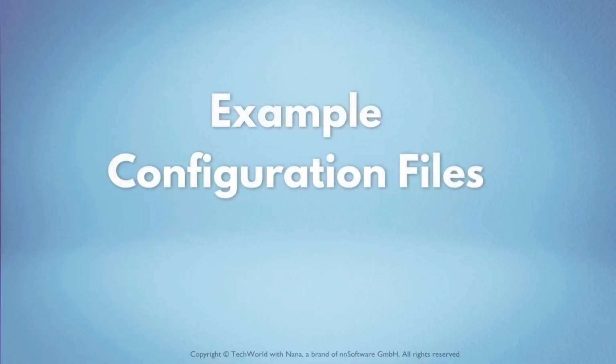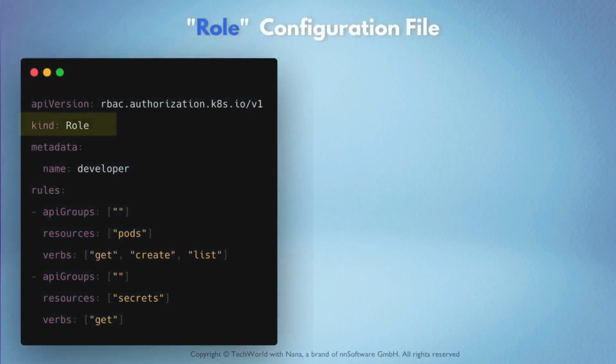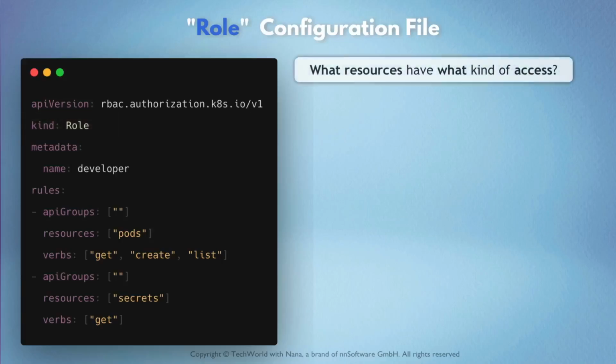Now let's see what the Kubernetes configuration files actually look like for all these components. First of all, this is an example of a role configuration file where we define what resources have what kind of access.